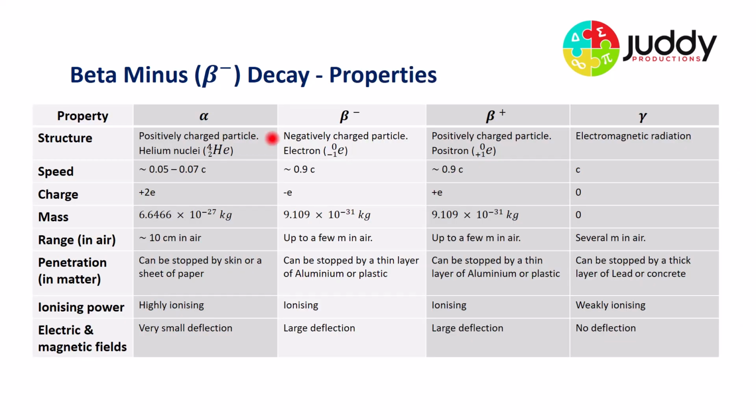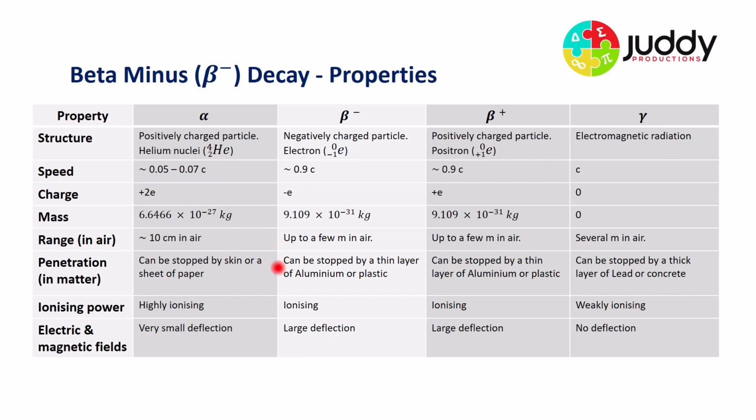First of all, we see the structure of the beta minus particle. It is a negatively charged particle, and it is in fact a high-speed electron. It travels at 90% the speed of light, and it has the charge of a single electron, and it's negative. Its mass is slightly less than that of an alpha particle, with a value of 9.109 × 10^-31 kilograms. It has a range of up to a few meters in air.